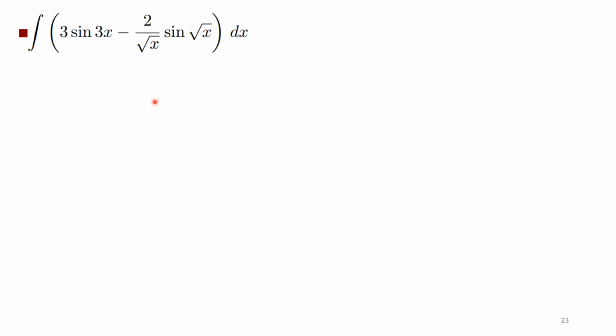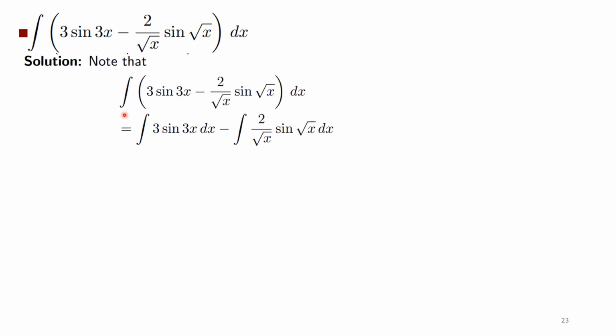As for the next example, we have the integral of the quantity 3 sine 3x minus 2 times the square root of x sine square root of x dx. Note that this can be rewritten as the integral of this minus the integral of this one. So you have 3 sine 3x dx minus, you can integrate that one separately, 2 over square root of x sine square root of x dx.